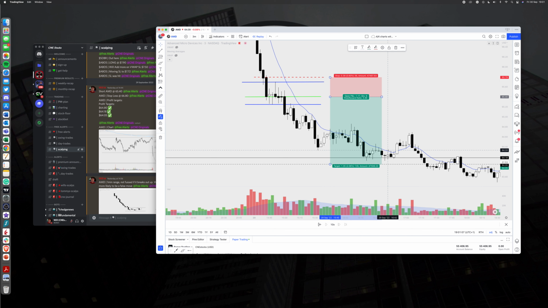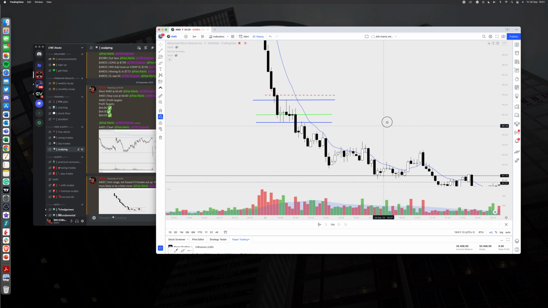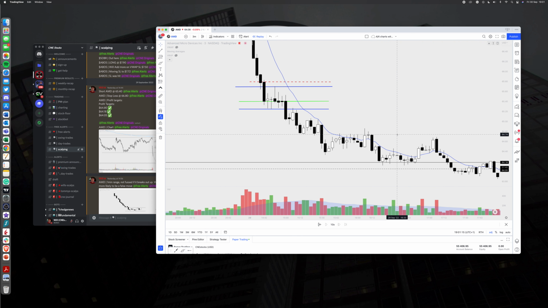So basically, a very, very good quality trade. As you can see as well, the percentage, 2.06% gain on this one. And this was called for free inside of Discord. I'm just going to go over why I called it again, just to clarify it.